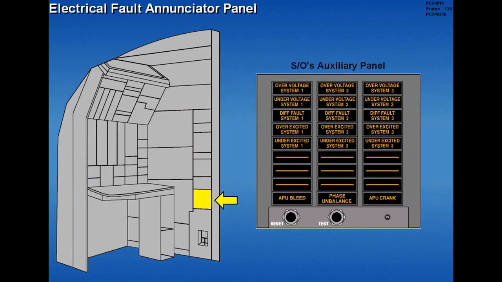The electrical fault annunciator panel provides a visual identification of certain electrical faults. This panel is used by maintenance as a diagnostic aid and should not be reset by crew members. Now let's try a few questions from the abnormal section.